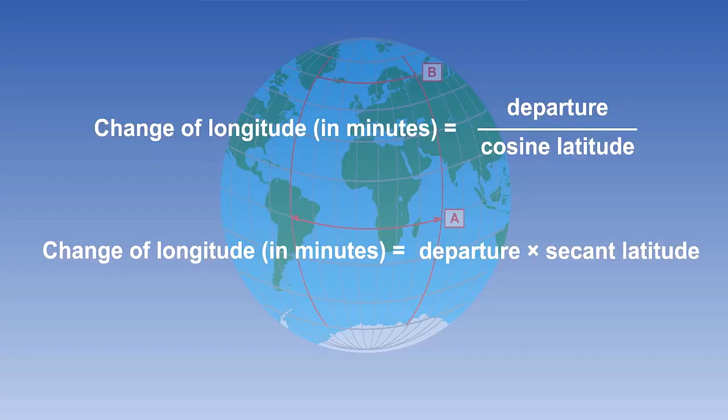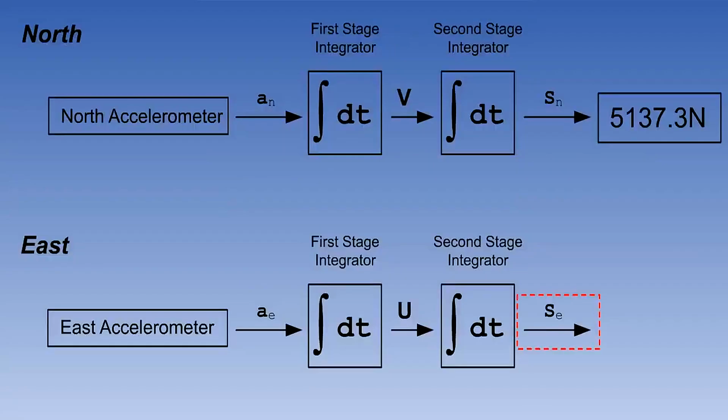Longitude is slightly more complicated because 1 minute of change of longitude is 1 nautical mile only at the equator. You can see that the distance on the Earth at latitude B between the same change of longitude is less than it is at latitude A, the equator. This east-west distance on the Earth is called departure and is measured in nautical miles, east or west.